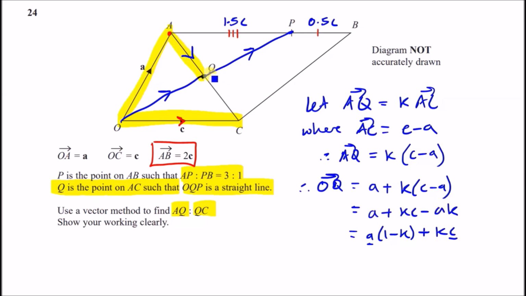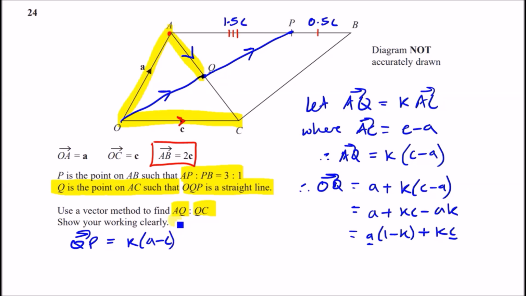Let's find QP. You're going to see what's happening in a second, yeah? Remember, we're trying to show that this is a straight line. And that straight line is basically O to Q is some proportional factor of O to P, yeah? So for QP, we're going to go back through the AQ route, but backwards. So instead of K times C minus A, it'll just be K times A minus C. Or you can just put a negative sign instead.